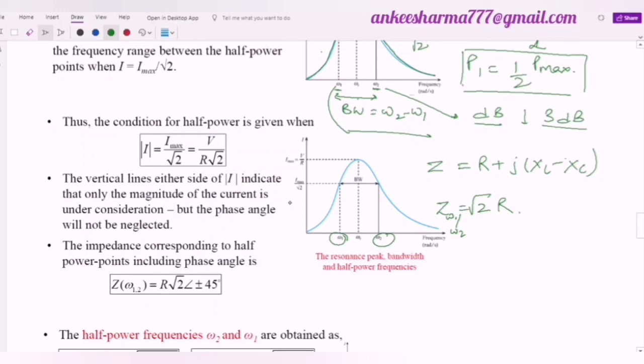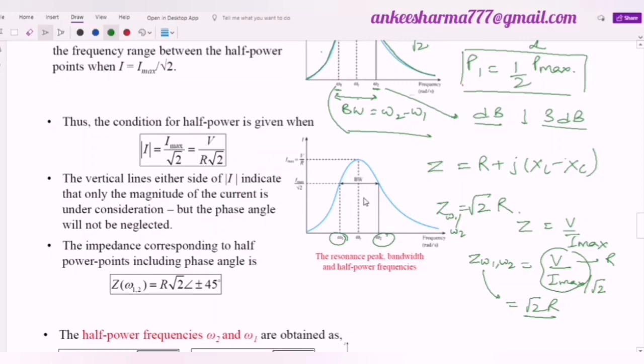What is the reason behind that? Because Z is equal to V by I, and I would write here I max. Now if I have to find Z at omega 1, omega 2, it will be equal to V by, what is the value of current at this point? It is I max by root 2. What is V by I max? It is equal to R. So can I say that this value will be equal to root 2 times R? So from here we can calculate the impedance at my 3 dB frequency or at the half power frequencies.